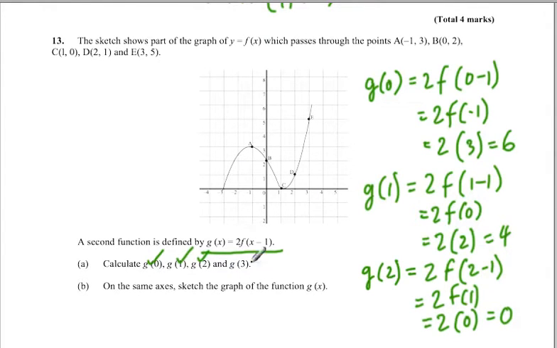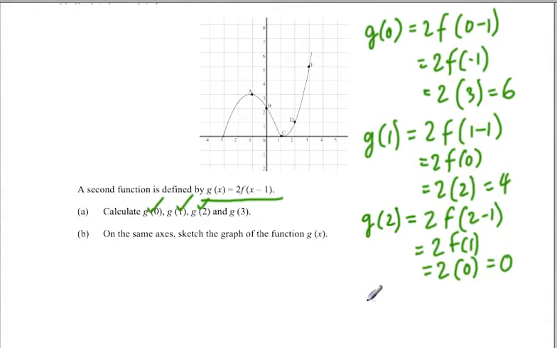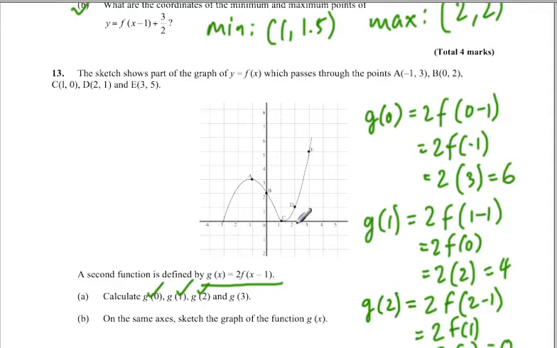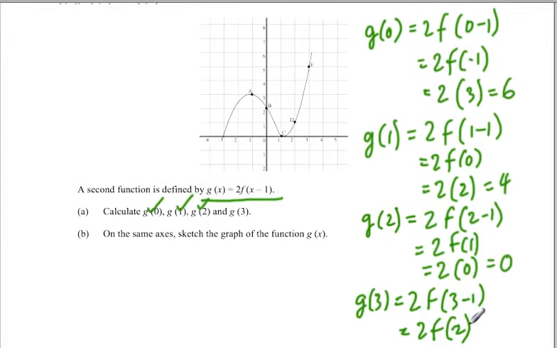And finally, g of 3, I'm going to scroll down a little bit. Okay, so g of 3 is equal to 2 times f of 3 minus 1, which is 2 times f of 2. So since this is our original function, f of 2 is equal to 1, because here the x value is 2, the y value is 1. Okay, so it's equal to 2 times 1, which is equal to 2.